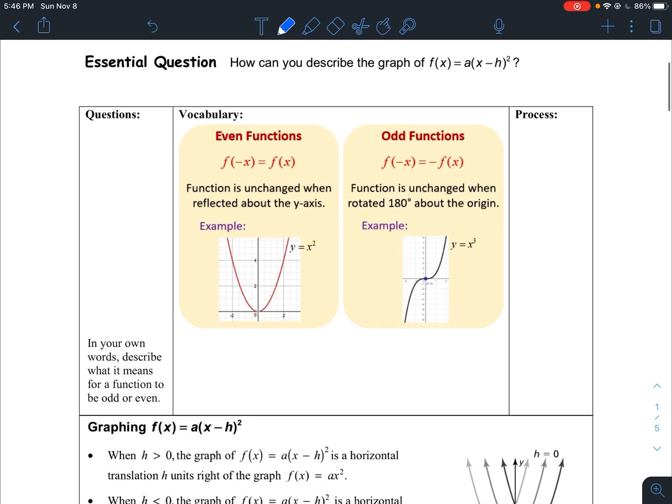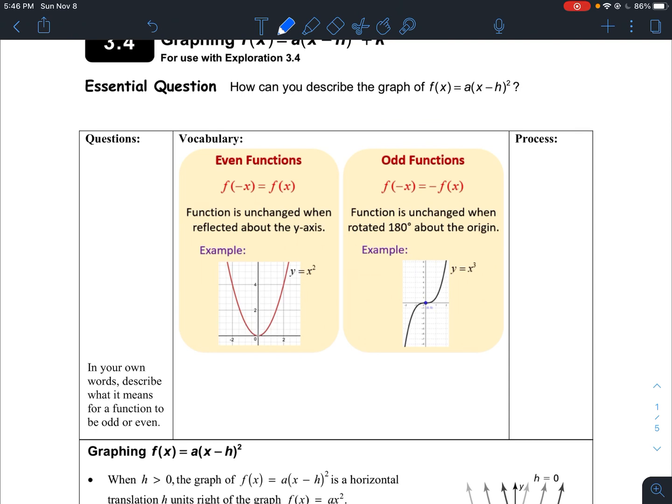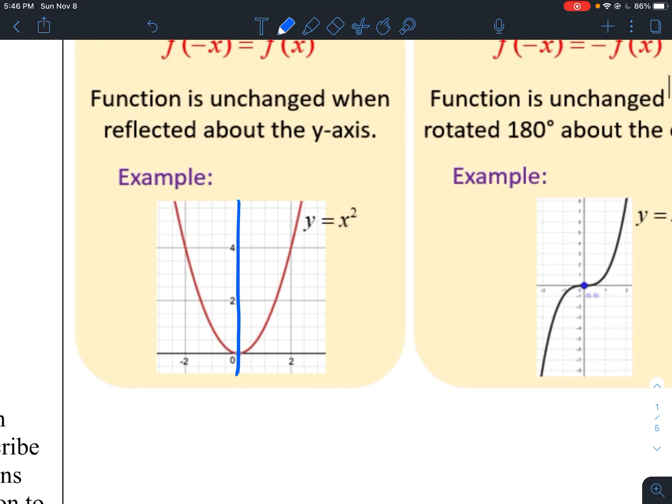So an even function is a function that can be reflected over the y-axis and remain unchanged. Right here, if we were to take this example of x equals y squared, and flip both sides, so either this side or this side, across the y-axis, you'll see that it will remain unchanged. Basically it's symmetrical. That's all we're saying. So an even function is a function that is symmetrical about the y-axis.